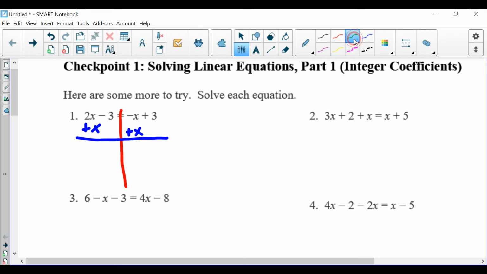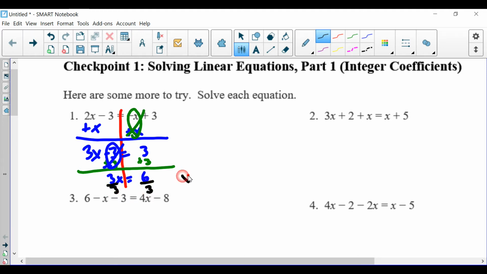We notice a 0 pair out here. 2x plus x is 3x, minus 3 is equal to 3. Then we're going to add 3 to both sides because the opposite of subtraction is addition. This goes out, another 0 pair. We've got 3x is equal to 6. Then finally, we do the opposite of multiplication and divide by 3. And we notice that x is equal to 2.